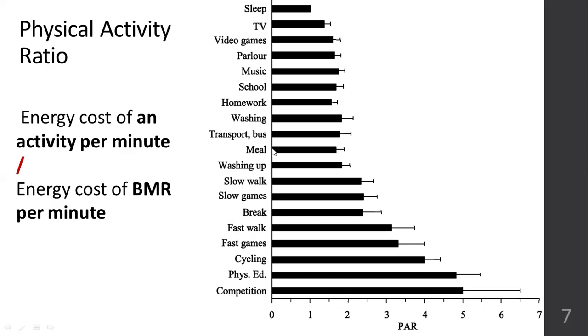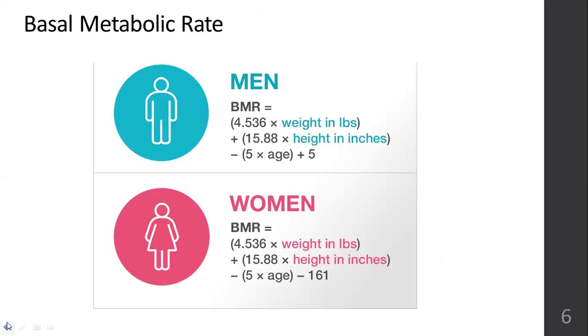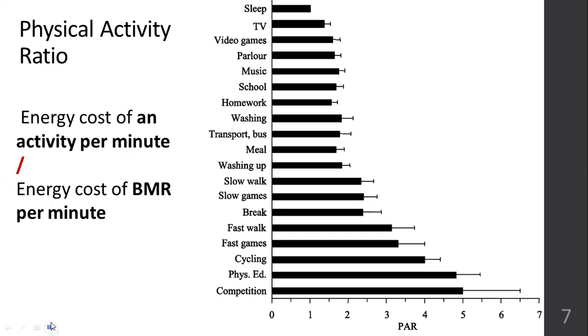Denominator is energy cost of BMR per minute. BMR, based on this formula that we have seen previously, you can use this formula, or you can use the Mifflin St Jeor formula. Anyone you can use. You will find your BMR. So whatever is your basal metabolic rate, divide it into 1 minute. So the denominator also you will get, energy cost of BMR per minute.